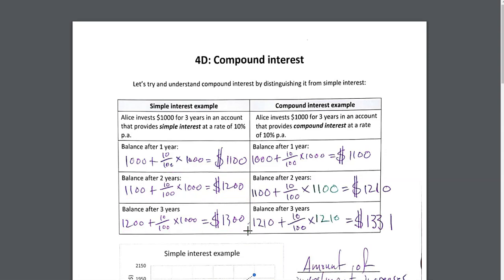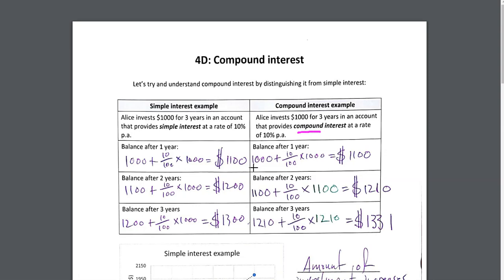All right then, well, let's take a look at compound interest. So here's our compound interest example, and the wording of the question is exactly the same as the simple interest example, except for one single word. So Alice invests $1,000 for 3 years in an account that provides compound interest at a rate of 10% per annum. So what's the difference? Well, let's take a look.